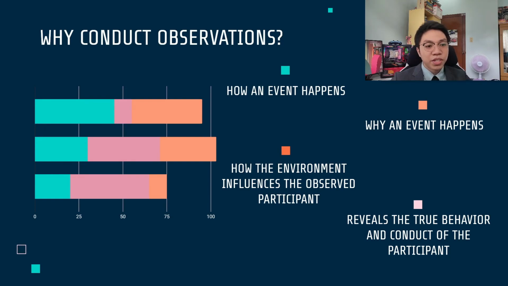So, what are some reasons to conduct observations? The first is that the researcher knows how an event happens. Second is the researcher knows why an event happens. Third is that the researcher knows how the environment influences the observed participant. And the fourth one is that the researcher discovers the true behavior and conduct of the participants.